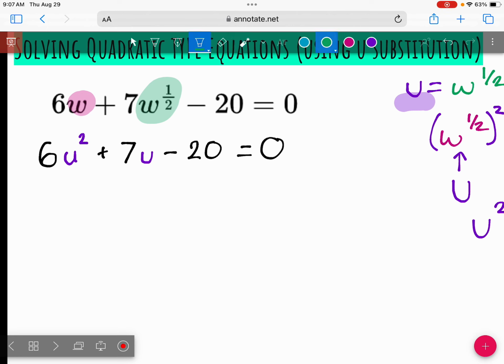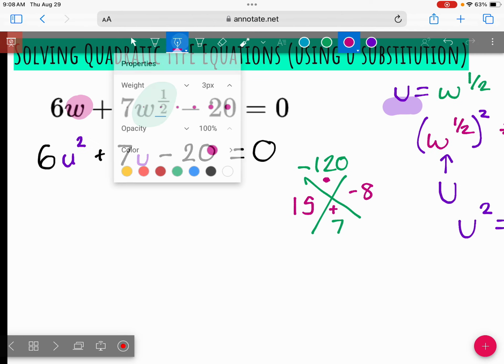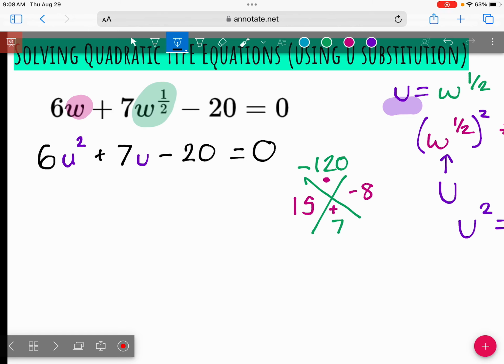So we can absolutely factor this. If we do the x method, we'd wind up with negative 120 on the top and 7 on the bottom. So our pair of numbers that multiplies to make 120 and adds to be 7 is going to be 15 and negative 8. So you can factor this by grouping. You can throw it through a box. I know a couple of us have a couple other techniques. Factor it how we can, how we need to.